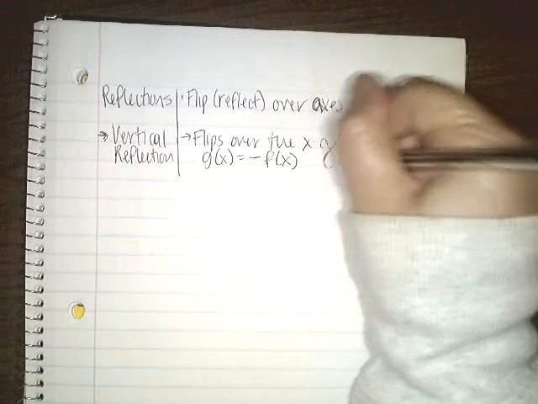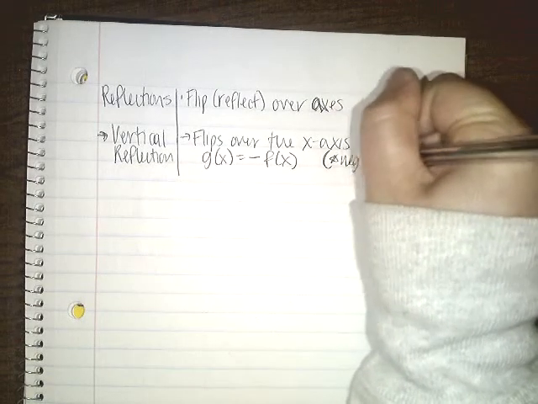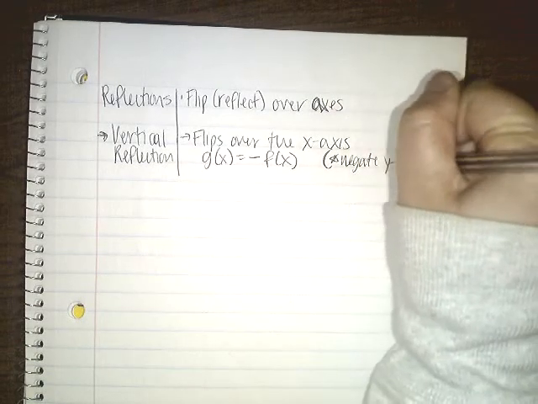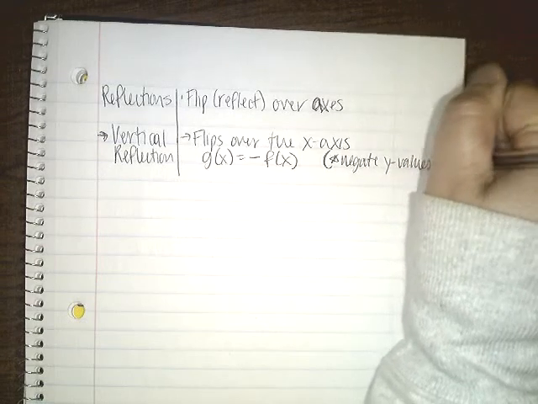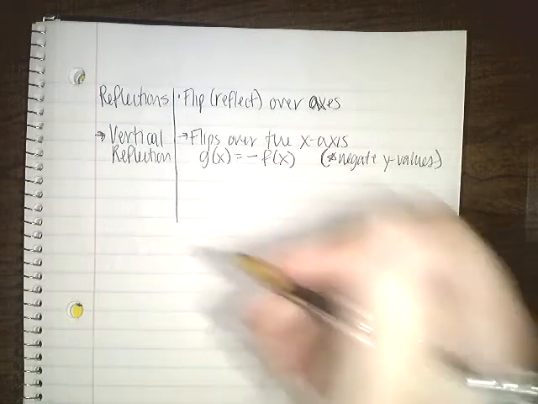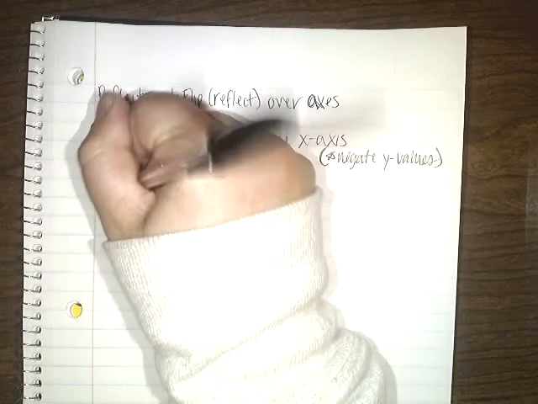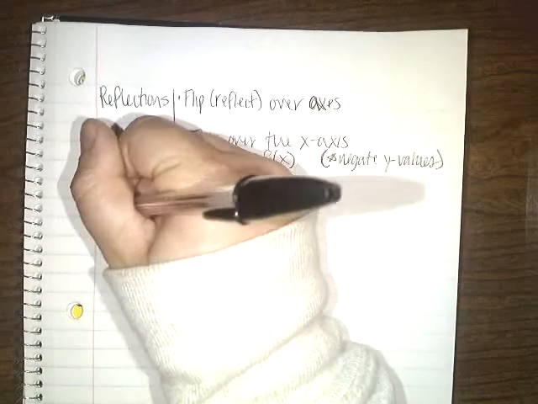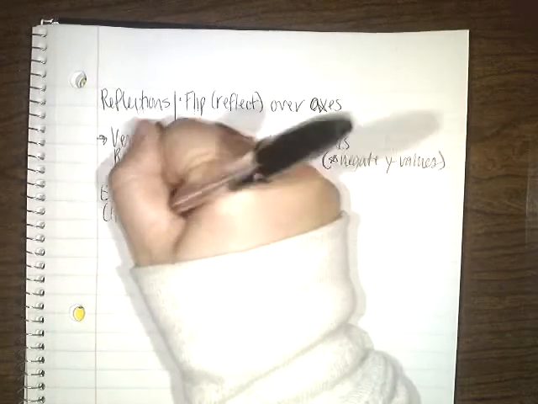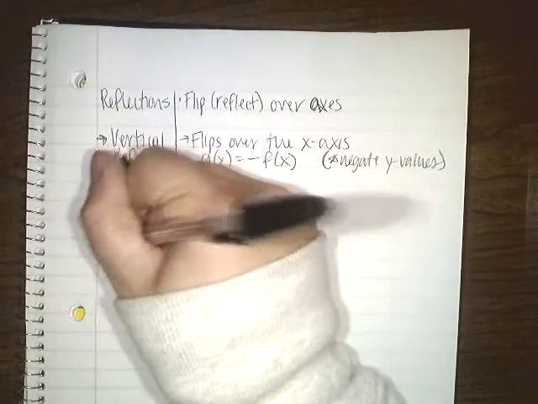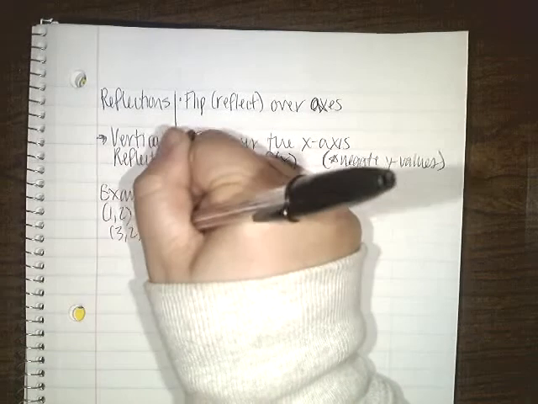I want to make a quick little note. All you're doing here is negating y values. So you switch the sign on your y values, and that will give you your new function. So if we do our example with our same points, we have (1, 2), (2, 1), (3, 2), and (4, 4).